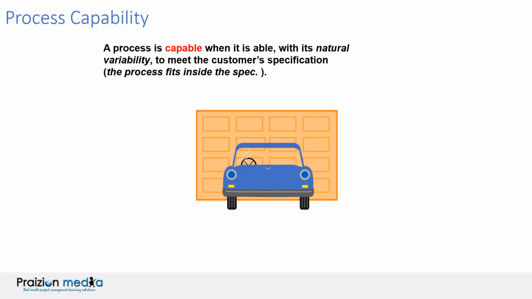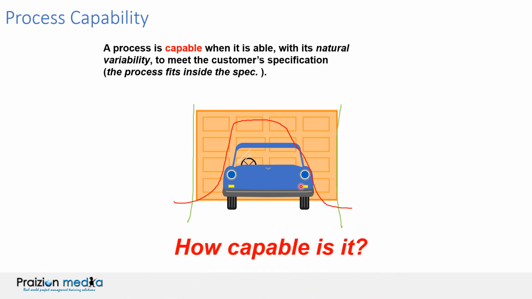Process is capable when it's able, with its natural variability, to meet the customer specification. The process fits in the specifications there. I will redraw this thing once again and jog your memory. Remember, these are the customer spec limits. The garage door limits are the spec limits, and your accuracy falls in this zone. Pardon my mouse drawing, it is not that accurate, but the concept is there that you have to fall within these limits. Now in this case, you have the liberty to park a little bit left or a little bit right without hurting the customer.